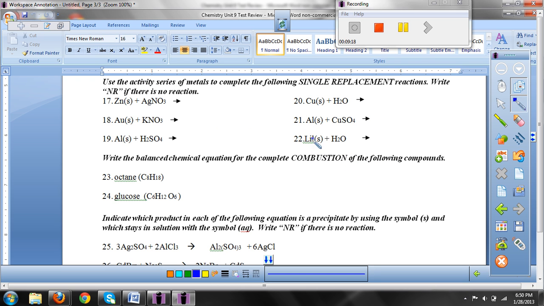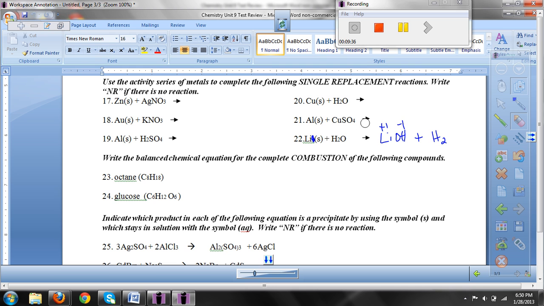Okay, so we said this was just plain old lithium, so I got lithium hydroxide, +1 and -1, and then this HOH is a good way to think of water. So I put the OH with the lithium, leaving me the hydrogen alone. Hydrogen by itself has to be written as H2. So I'm going to get rid of that. I'm going to get rid of this because I didn't need to do a swap and drop.